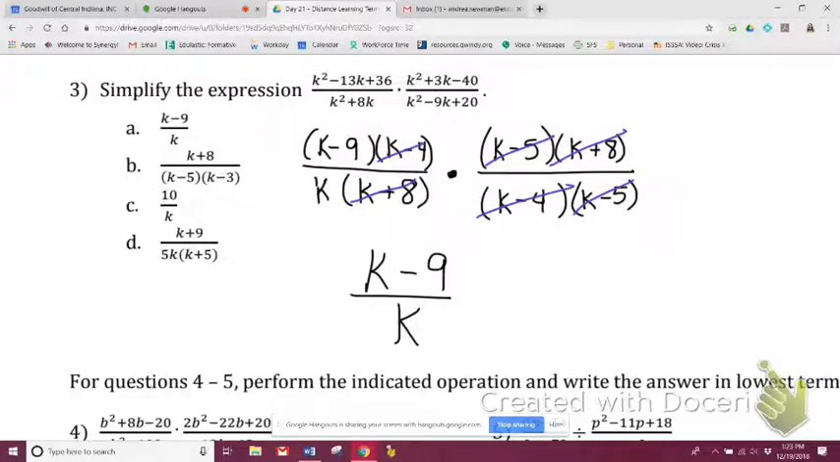Where did you get the first denominator from? Factored out of greatest common factor. So the denominator here, they both have k's in them, so take one of them out. What's left goes in parentheses. Okay. So final answer would be letter A.